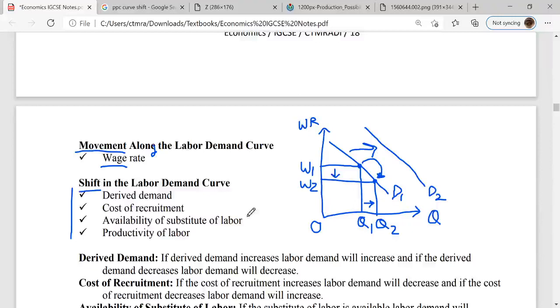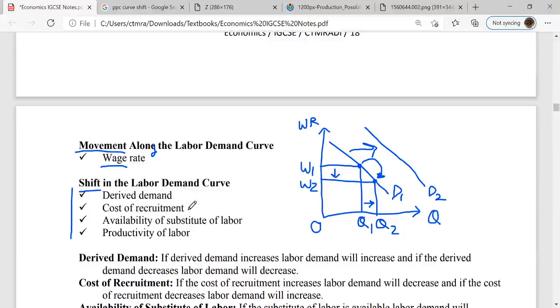And there are other non-wage factors. These will lead to a shift of the demand curve. So the demand curve may shift to the right or left. Even if the wage rate is fixed, because of these factors, the demand curve may shift to the right when demand increases, and it may shift to the left if demand falls. So let's go through these examples, like derived demand. Derived demand means that the demand is rising because of demand for another good. Suppose demand for construction increases, demand for construction workers will also increase. Demand for software increases, then demand for software programmers will increase.